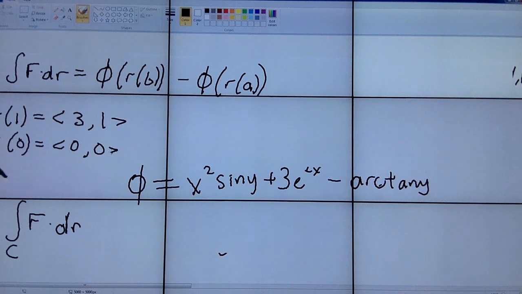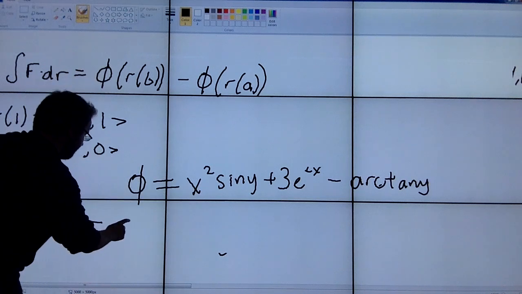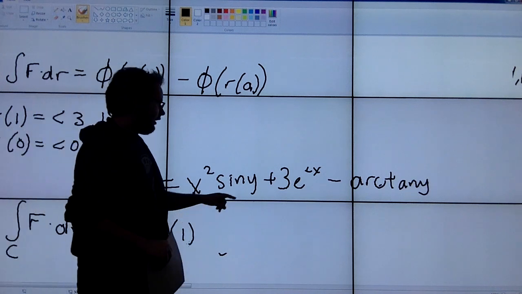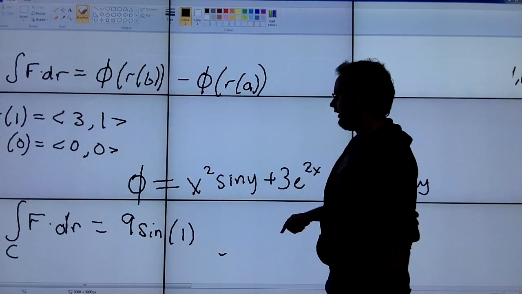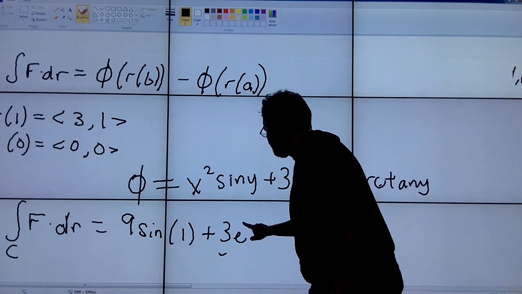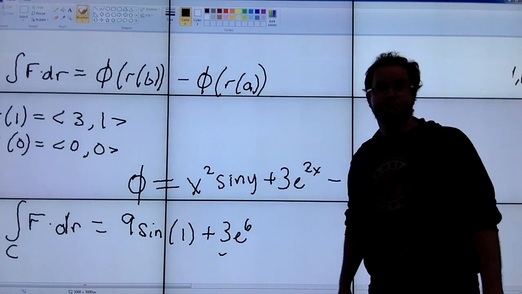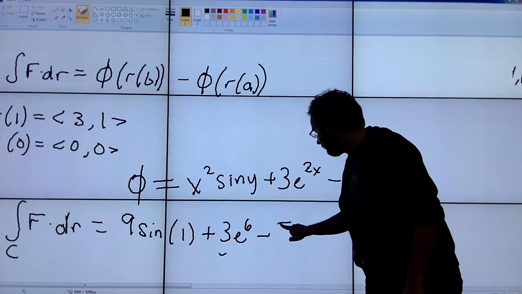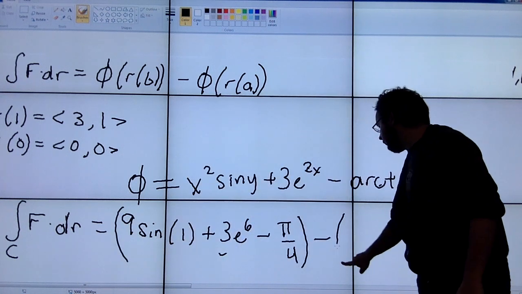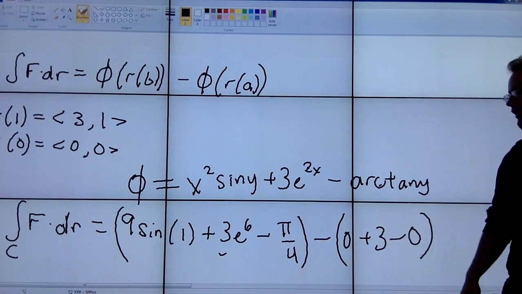So I plug in 3 comma 1 into my potential function. What do I get? When I plug in 3 comma 1, I get 9 sine of 1. What is sine of 1? I have no idea. We leave it at that. Plus 3e to the 2x. When I plug in 3 for x, I get 3e to the 6. Minus arctan of y. What's the arctangent of 1? Pi over 4. So minus pi over 4. Minus what you get when you plug in 0 for both x and y. When you plug in 0 for both, you get 0 plus 3 minus 0. And that's your answer.